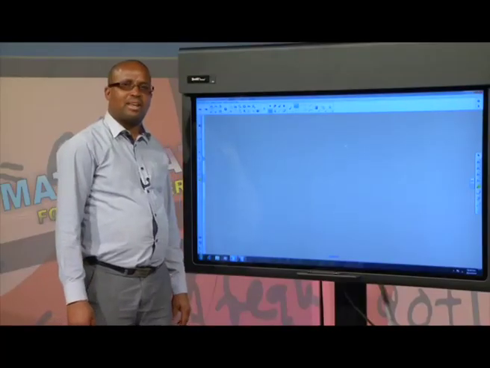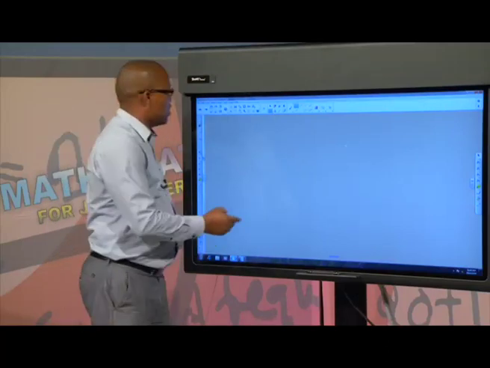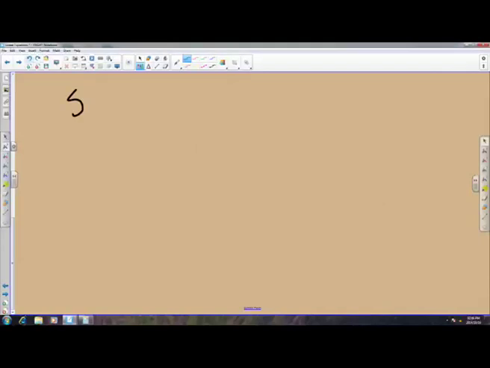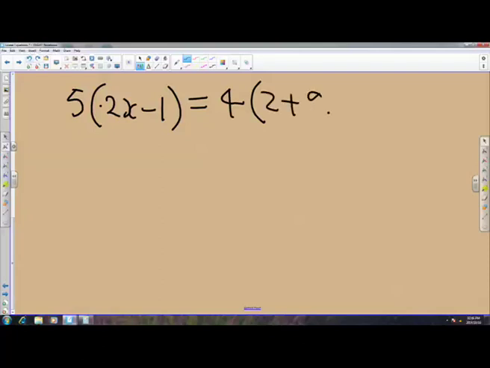Let us look at another example to elaborate more on what we have just done. Let us look at example 5(2x - 1) = 4(2 + 9x). We can see that in this example also there are brackets involved on either side of the equal sign. So we'll start by opening up the brackets.